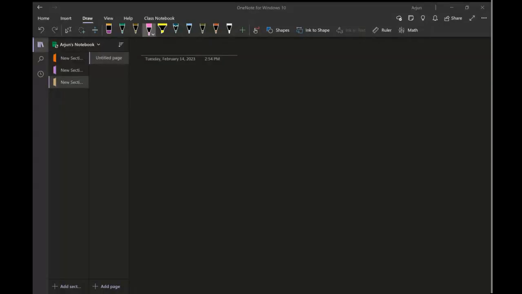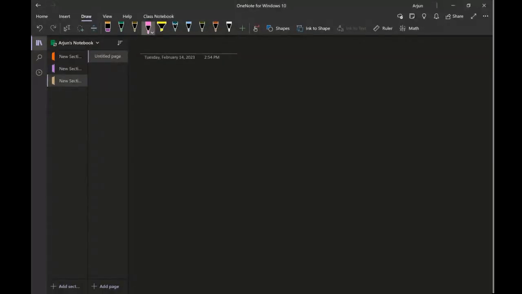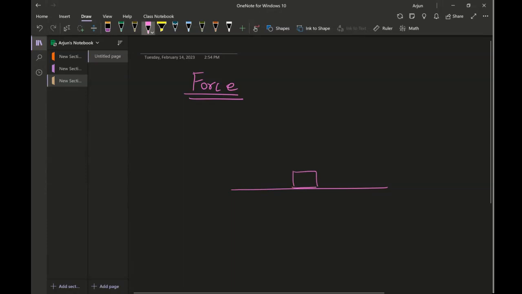Welcome back, folks. In today's class, I'll continue with the topic of force. In the last class, we discussed what force is, and we also talked about how we can calculate the force acting on an object which is placed on a horizontal plane. So I'm going to give a recap, and then we're going to move forward.